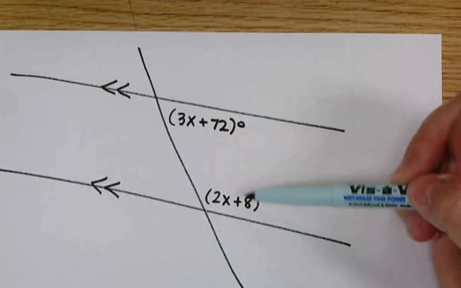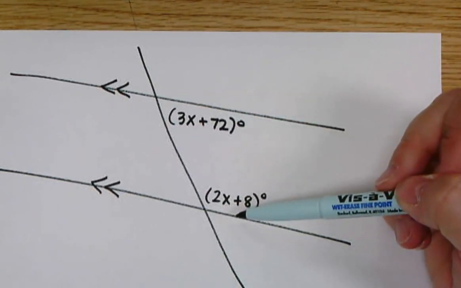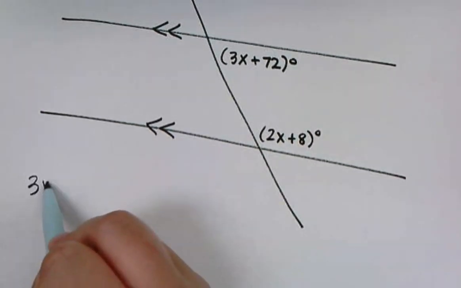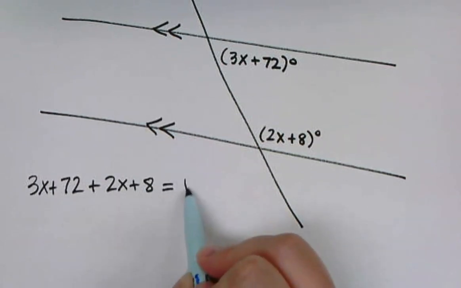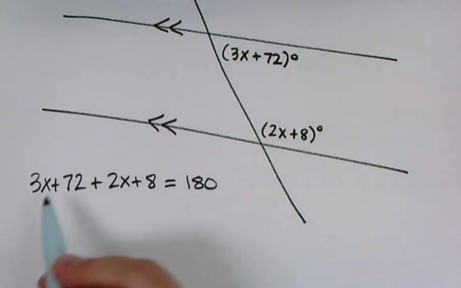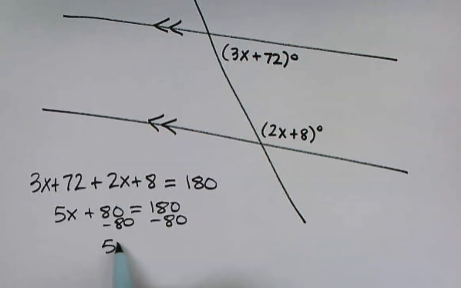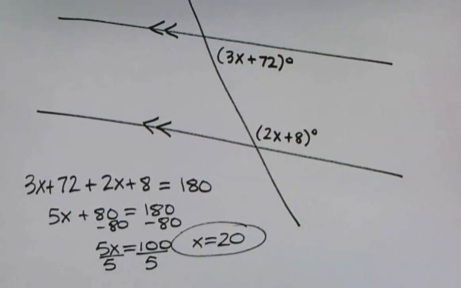Okay, so the relationship here is these are same side interior angles. Same side interior angles are supplementary, not congruent. So I'm not going to say this equals this. I'm going to say that together they add up to 180. And then I can solve that equation. I get 5x plus 80 equals 180. Subtract 80 from both sides, and I get 5x equals 100. And x equals 20.